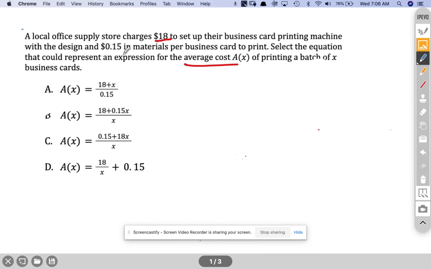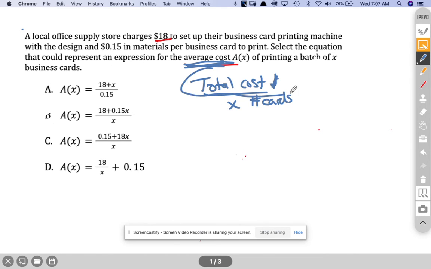Okay, now if you see a problem that says the word average, average has a particular kind of formula. Basically, we're going to look at the total cost per card, so like money, and then divide it by the, in this case x, which is the number of cards. Okay, so let's think about what could represent that cost per card up top, that total cost.